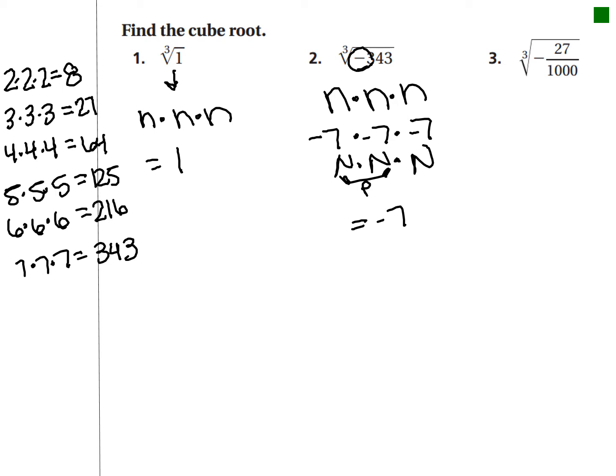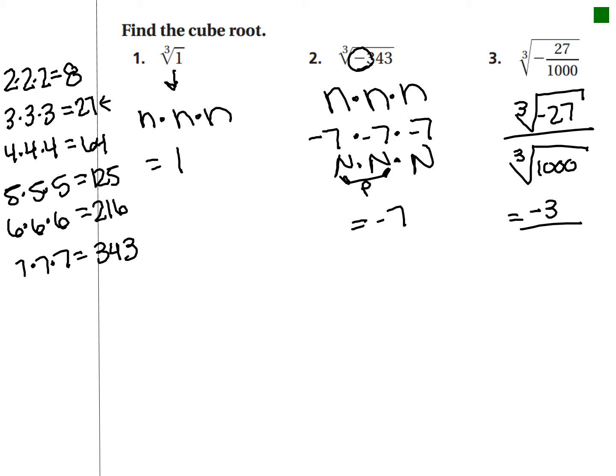For this problem, we can break it down to the cube root of negative 27 over the cube root of 1,000. Over here in my cheat, I already know that the cube root of 27 is 3, and it's negative, so it's going to stay negative 3. The cube root of 1,000 is 10 times 10 times 10, which is 1,000. And you finished. All right, let's go ahead and start evaluating problems.